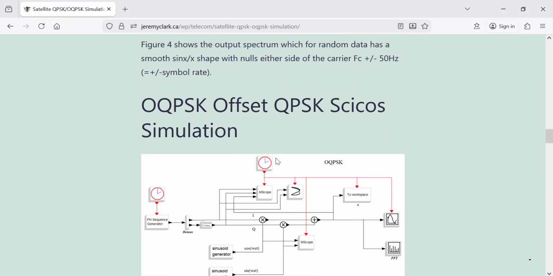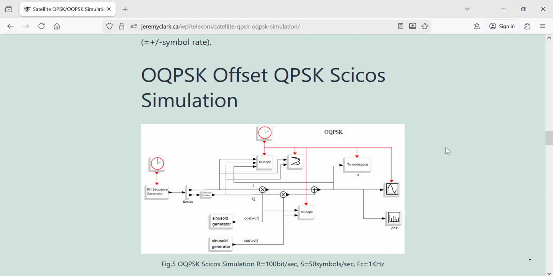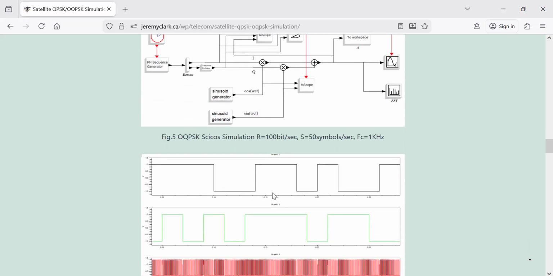Now let's look at offset QPSK. It turns out when you're building a receiver, if the data changes on I and Q at the same time, let's say they both go positive, they both go negative, you get this diagonal 180 degree phase shift, and that can be a problem in receivers. So what they did is a modification to QPSK called offset QPSK. So it's exactly the same diagram as before, except you have a delay here, and you delay it by 1 bit. So if I look at the data, you can see here now that the Q data has been delayed 1 bit from the I data.